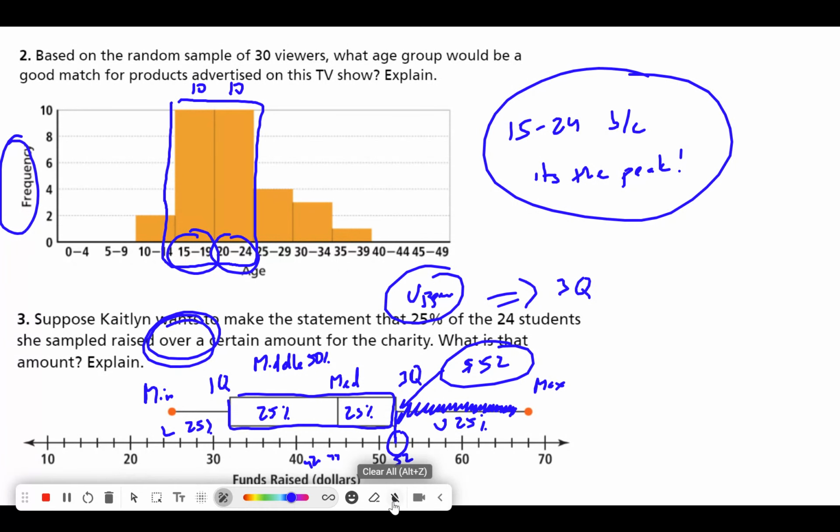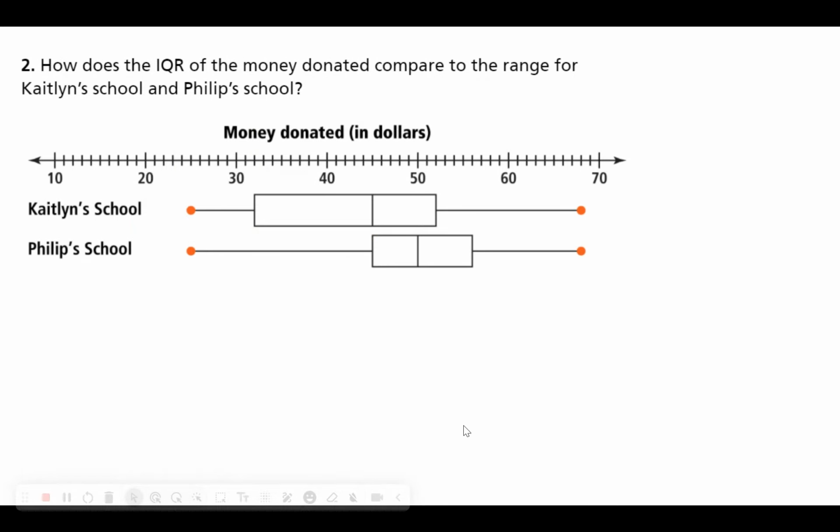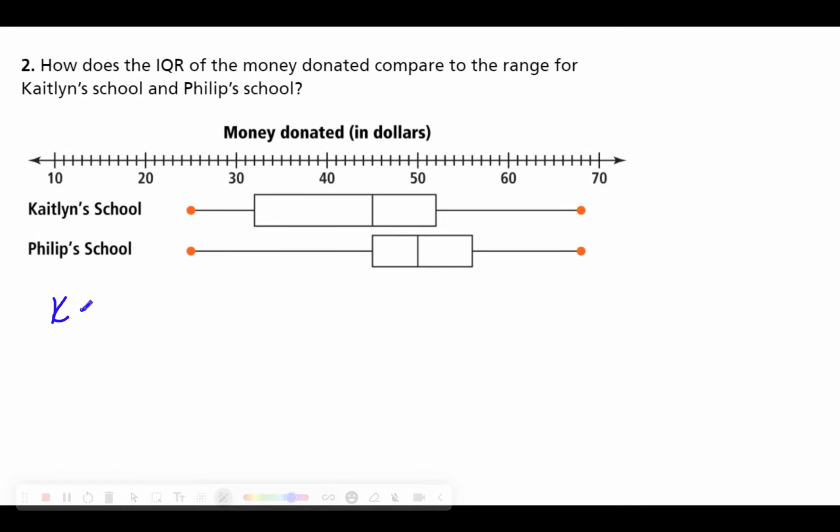All right, perfect. And then last one on this video. So how does the IQR of the money donated compare to the range for Caitlin's school and Philip's school? So in a box plot, we can find two measures of spread pretty easily, right? So let's do Caitlin here. Let's do Phil down here. Let's do the range right there. And let's do the IQR over here.